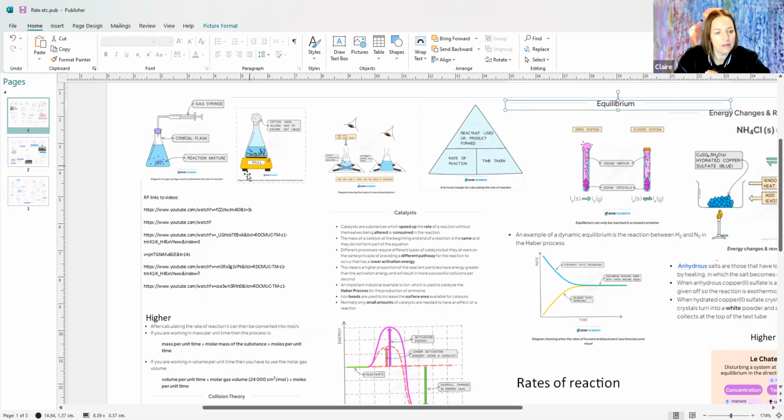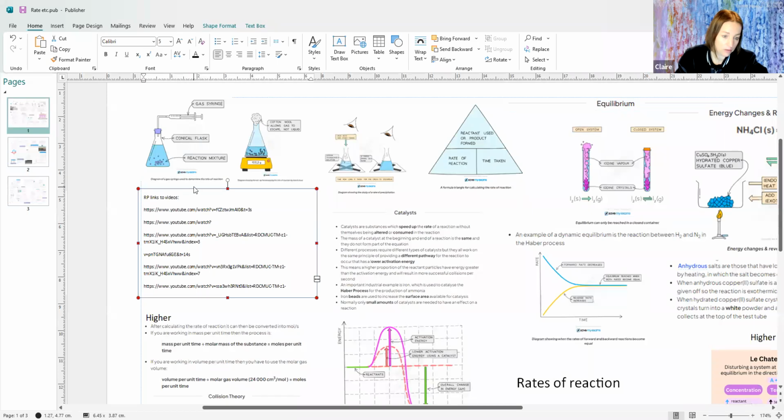This can be in the form of mass, so you can watch the mass go down. You can collect the gas if there's a gas given off as a product, and that's that one there, or you can watch the light. So we've got a practical here where when the reaction happens it goes cloudy, so you watch until you cannot see the cross anymore. So there's 3 different ways of doing your rates of reaction.